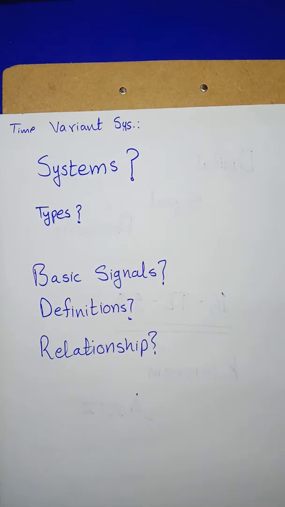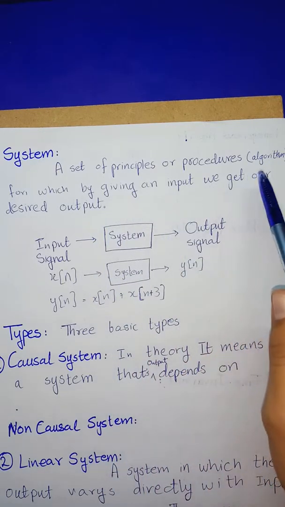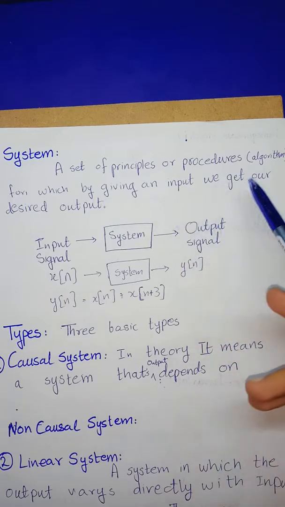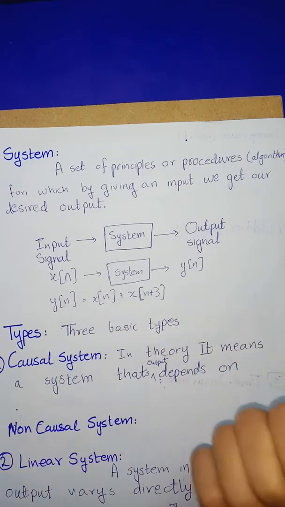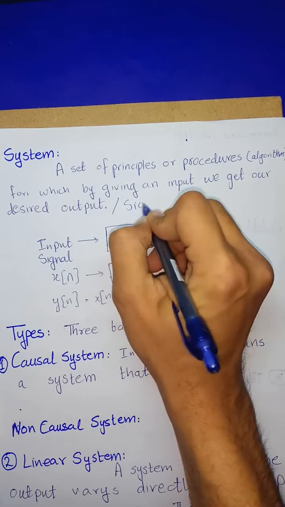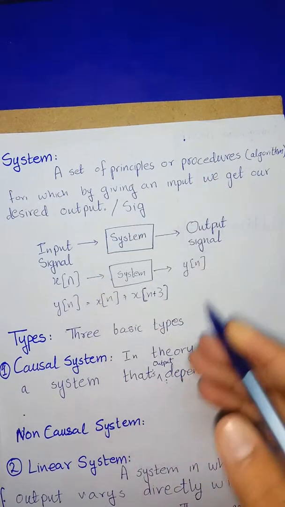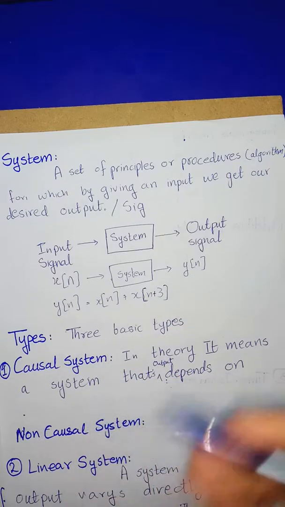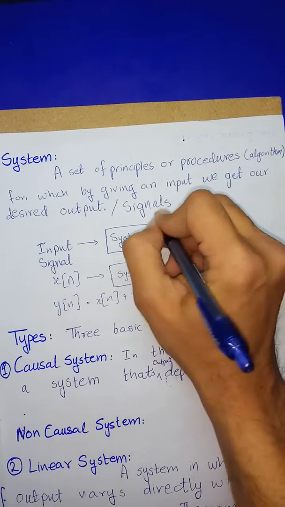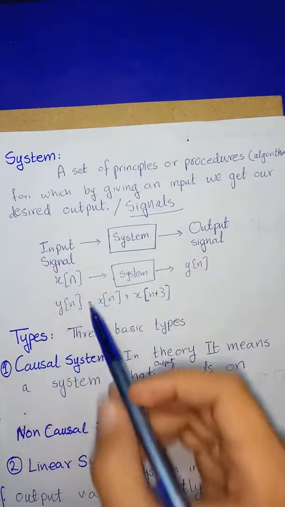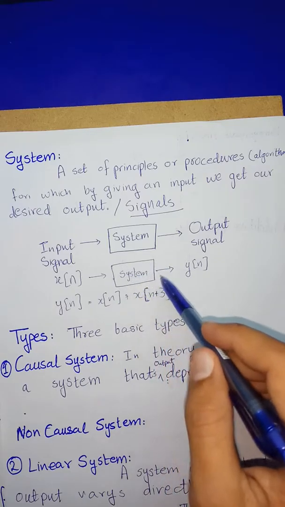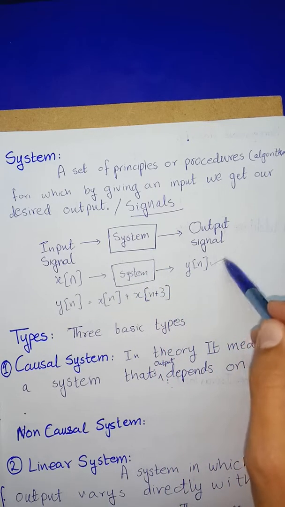A system is basically a set of principles or procedures, you can say an algorithm, for which if we give an input we get our desired output. This desired output in DSP is usually signals. We give an input signal into a system, it applies some algorithm on it and gives us our desired output. As you can see, this is the input signal, x of n if you consider, and this is a system, it performs some operations on it, and the output we get is y of n.